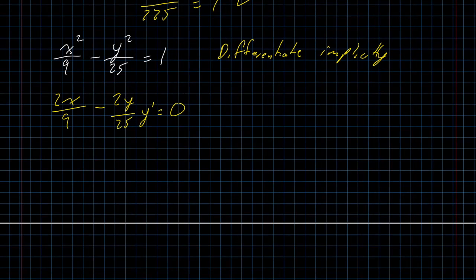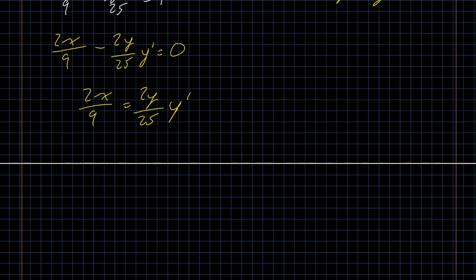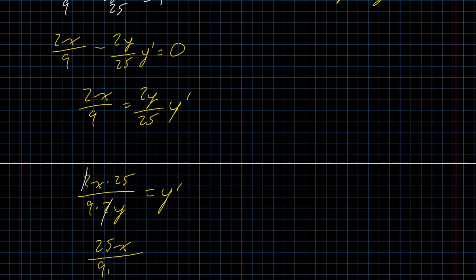Rearranging this equation, multiply by 25, divide by 2y. So we get 2x times 25 is equal to 9 times 2y times y prime. Hey, there's some 2's that are going to cancel each other out, and we're left with 25x over 9y is equal to y prime.